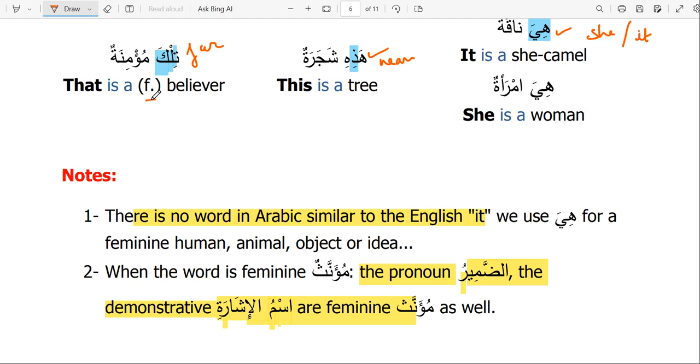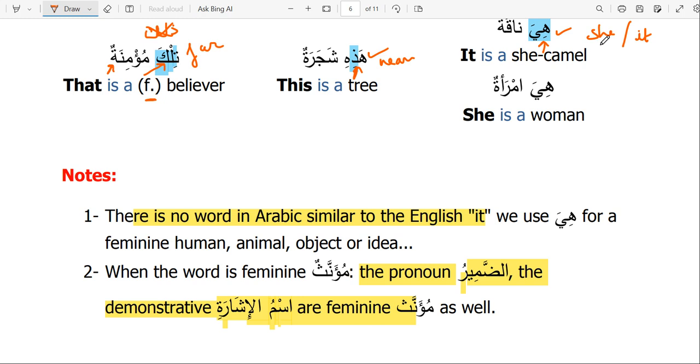Tilka mu'minatun means that is a female believer. Usually the word female is not written here, but to tell you that this is a feminine noun, it is tilka mu'minatun. You can never use dhalika. You cannot say dhalika mu'minatun. If it is a feminine noun, you have to use the feminine demonstrative pronoun for near things, or the feminine pronoun here for it and she.